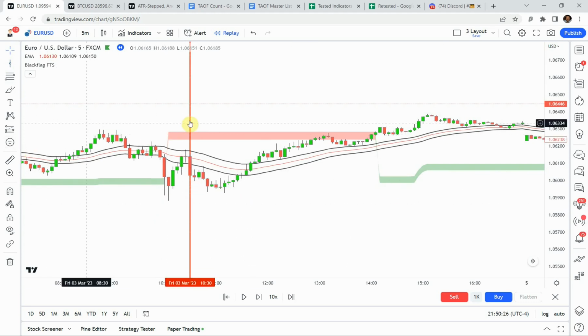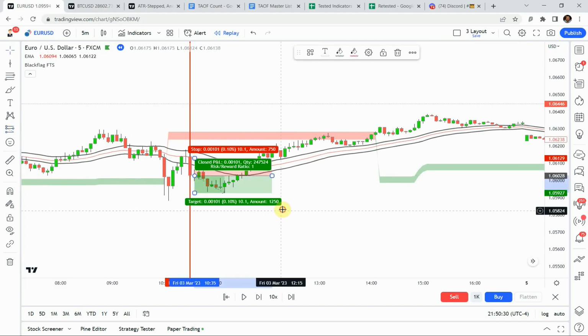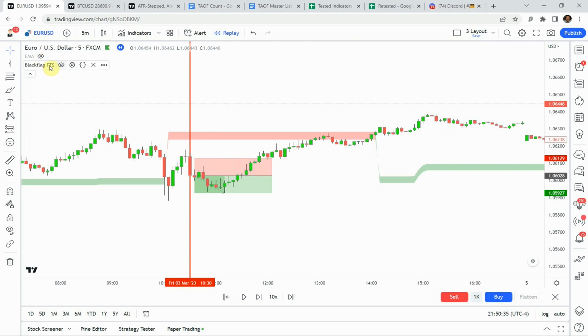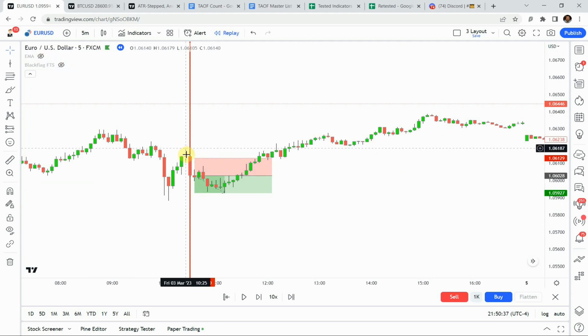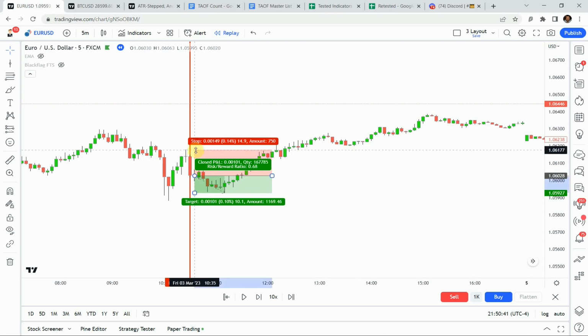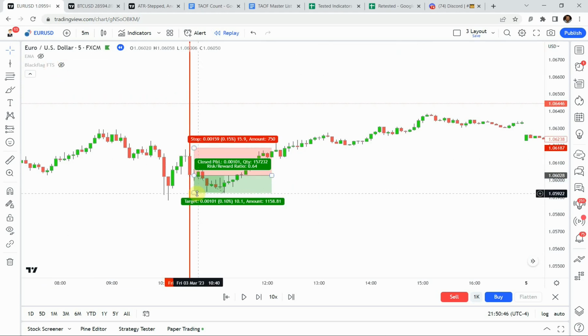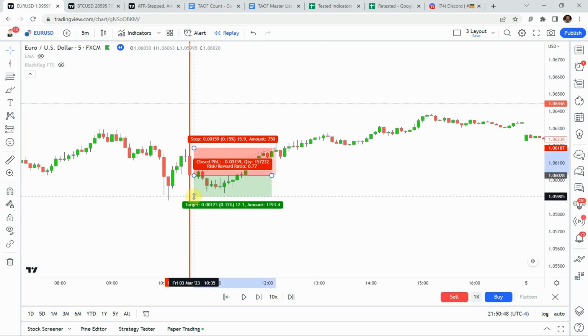Then what we're going to do is set a short position like this. The stop is going to be the last swing high right here. You can see this candle right here has a wick to the upside. We're going to put our stop just right above that. And we're going to target a 1-to-1 risk reward to start with.